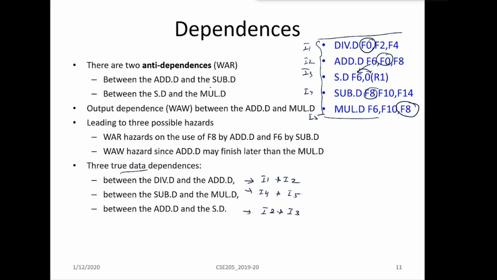Next, anti-dependence. Anti-dependence is between the add and the sub, on F8. This is the WAR hazard. Between instructions I2 and I4 we have this anti-dependence. Similarly, store and mul. Where are store and mul? Here, why is it an anti-dependence?